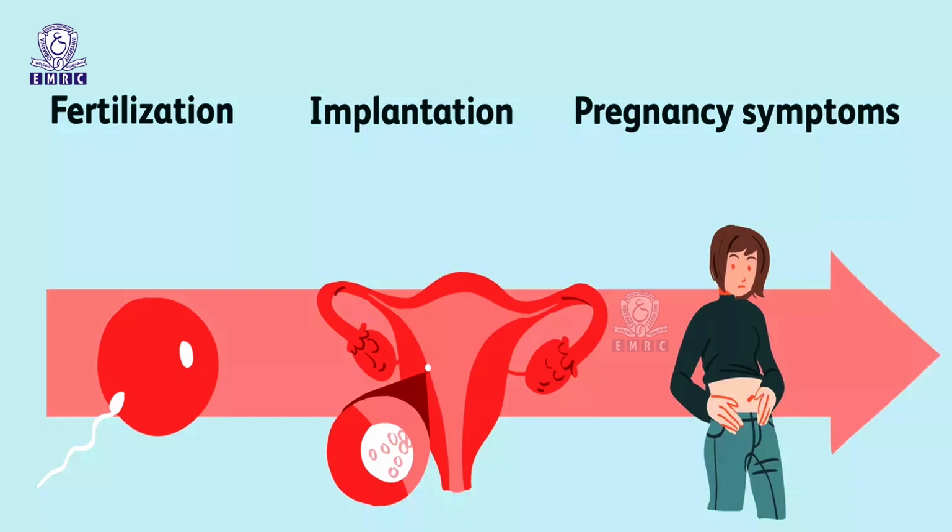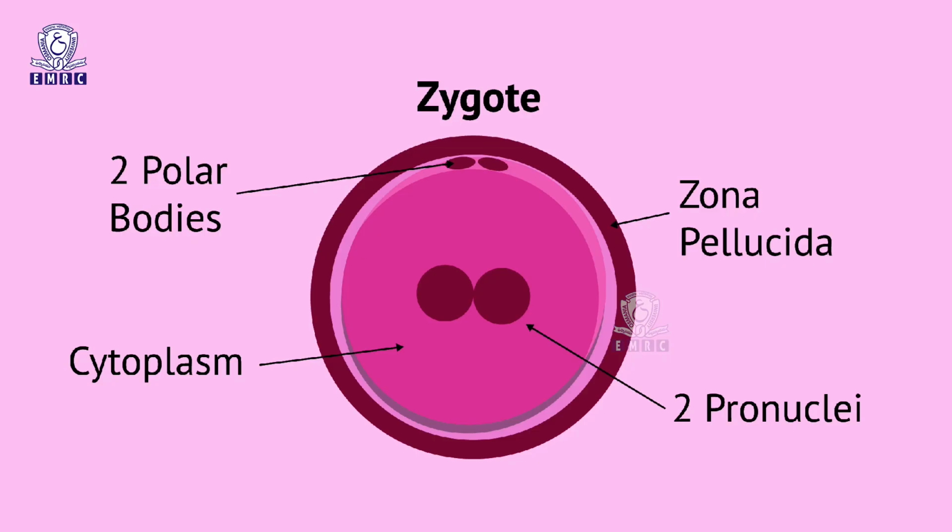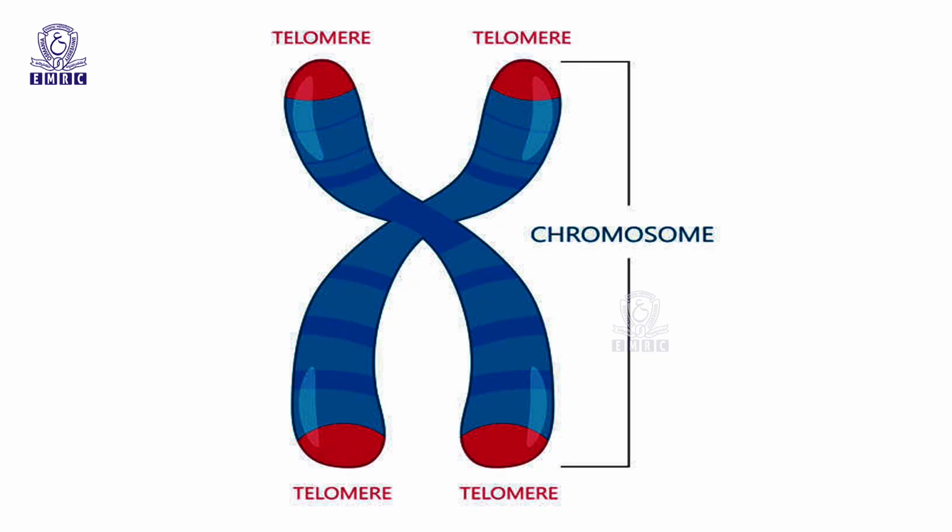Conception time. The union of male and female germ cells causes fertilization of the ovum. The fertilized egg is known as a zygote. Each chromosome contains about 40 to 100 genes. The genes are responsible for the development of particular traits.